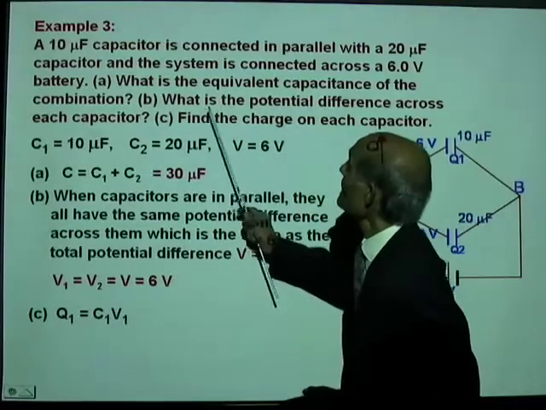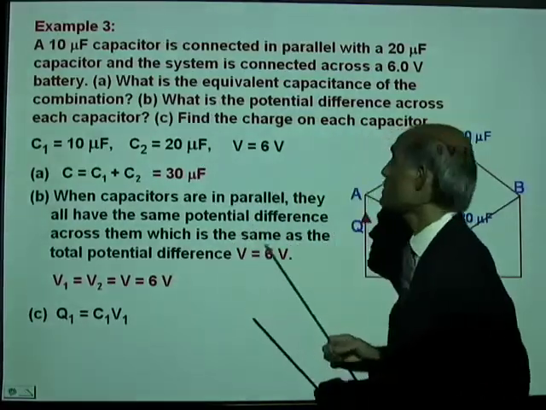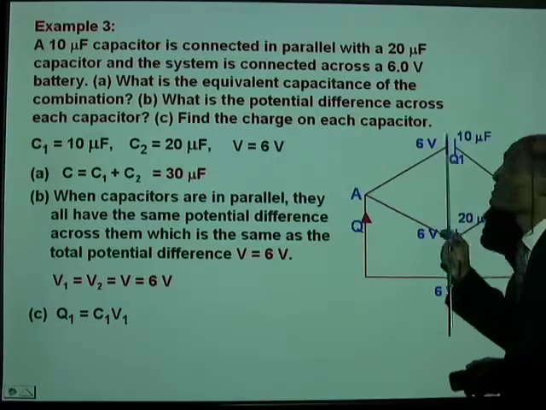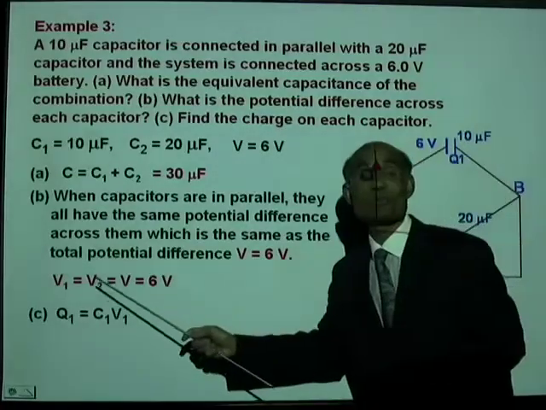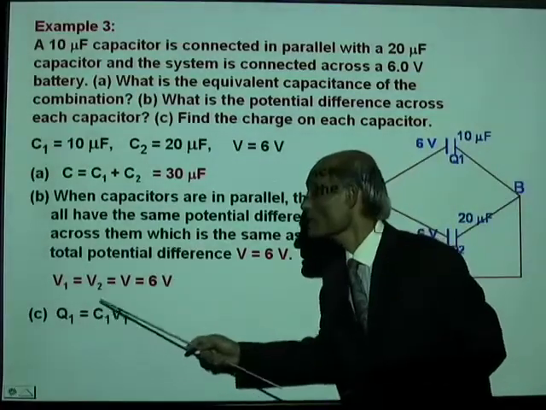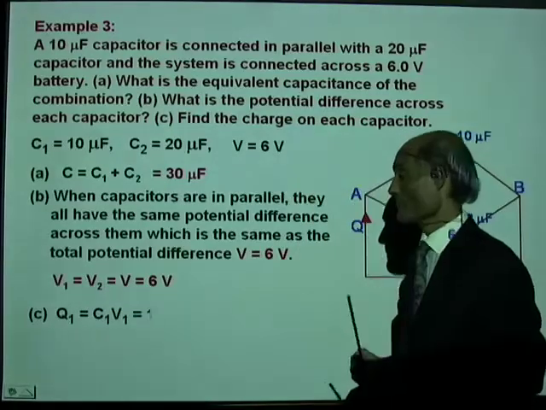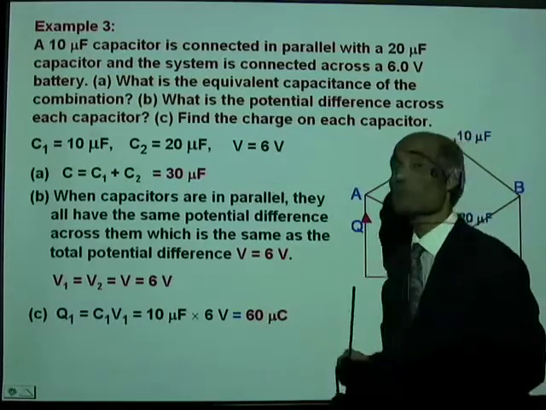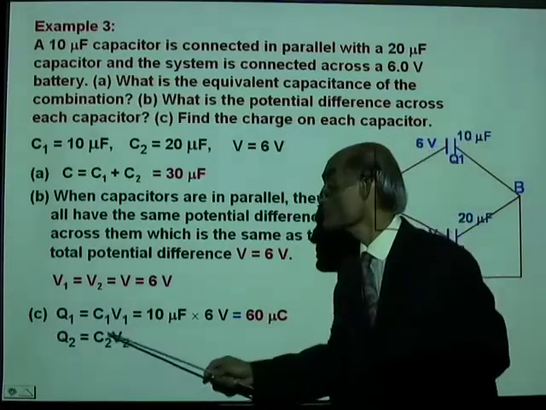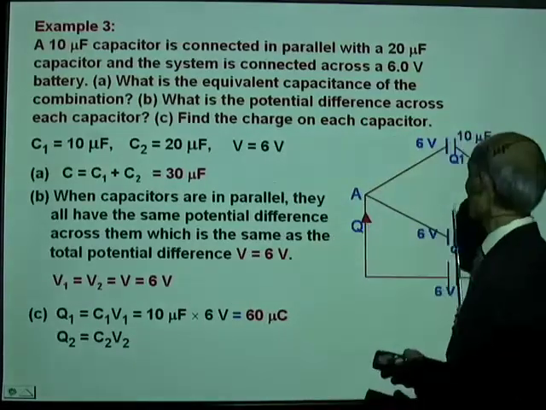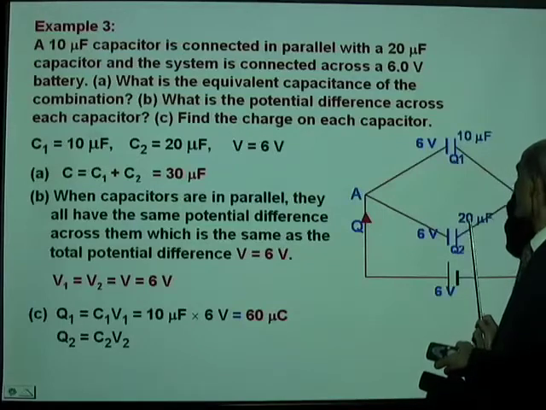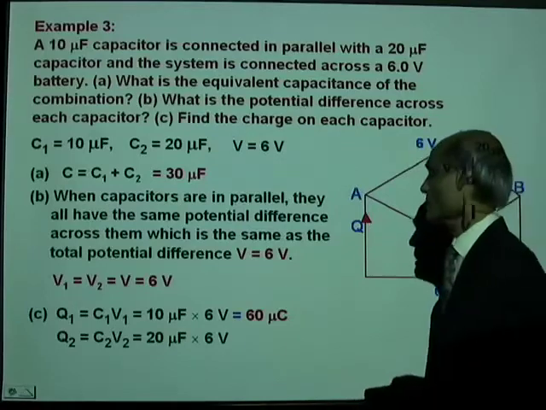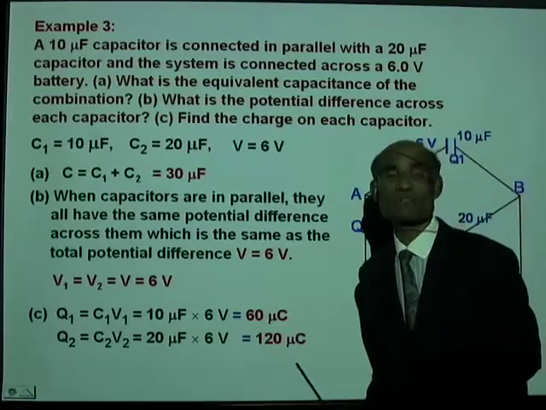Now, C, we need to find the charge on each capacitor. Well, we know the capacitance, we know the potential difference. Therefore, Q equal to CV, Q1 equal to C1 V1. That will be 10 microfarad times 6 volt, which is 60 microcoulomb. And Q2 equal to C2 V2. The charge on the second capacitor will be C2 times V2, 20 microfarad times 6 volt. That will be 120 microcoulomb.